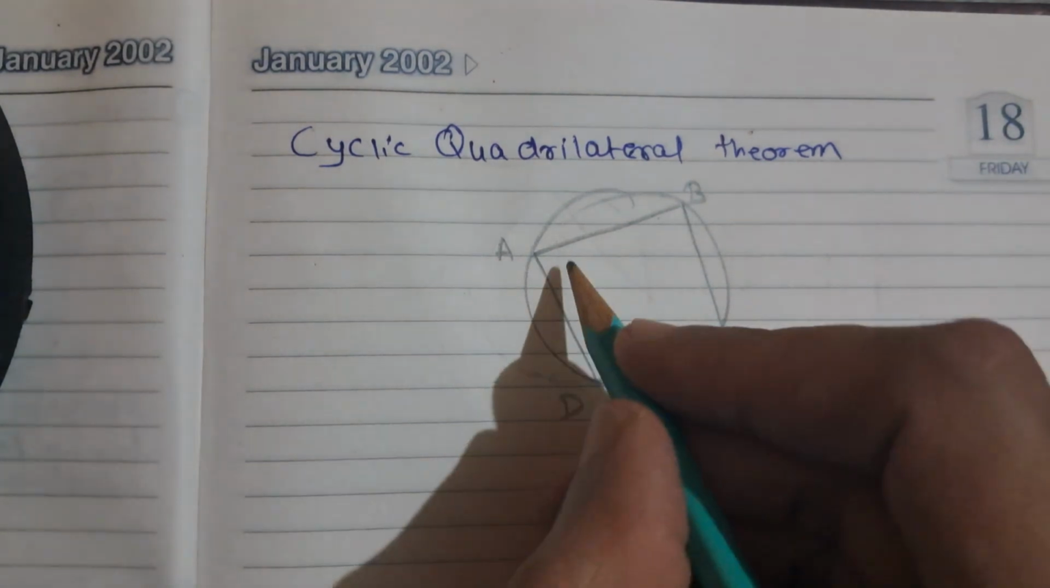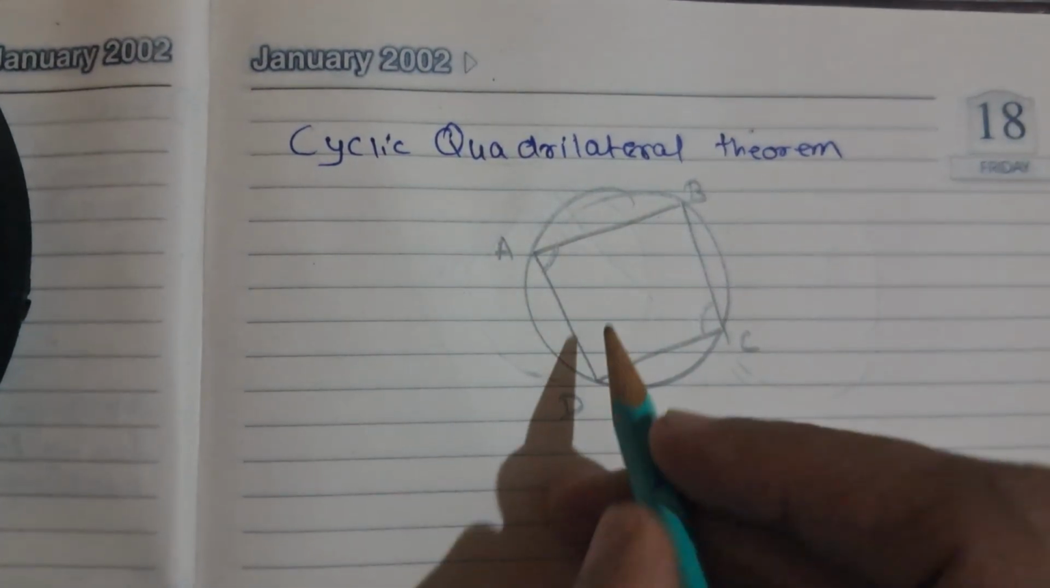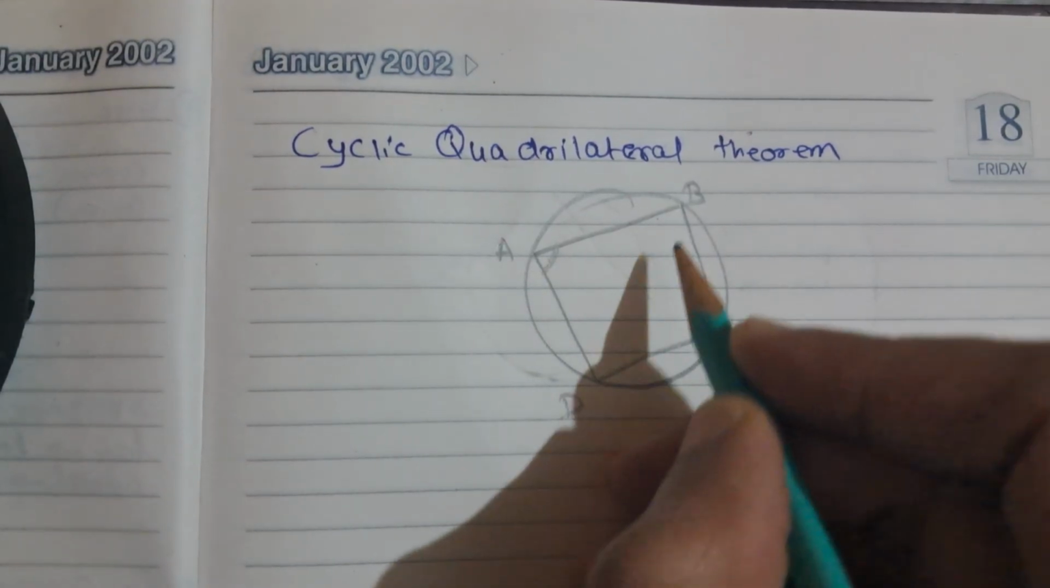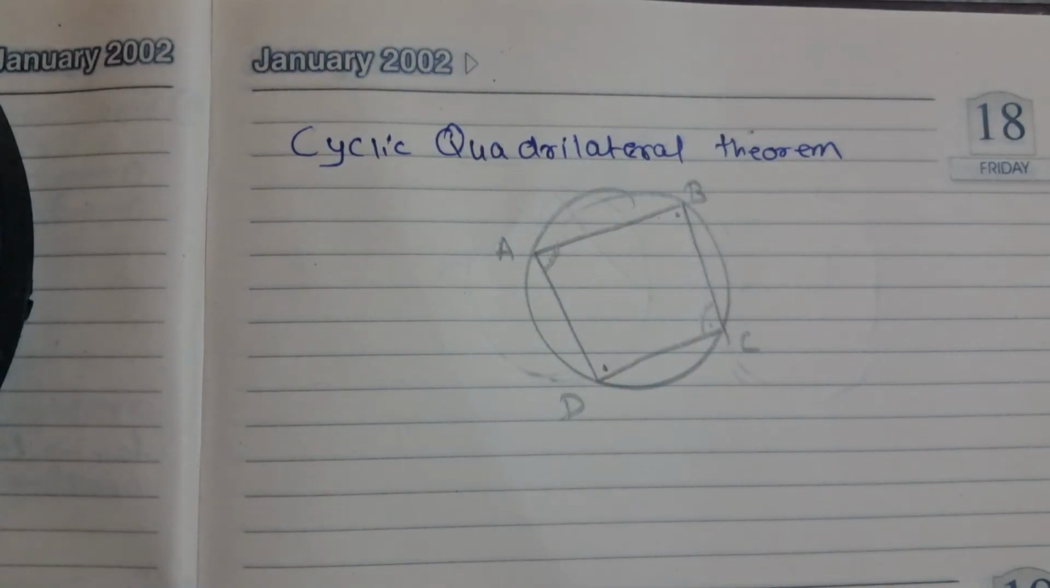I need to show that the sum of opposite angles is supplementary. Sum of opposite angles is supplementary means this angle plus this angle should give me 180 degrees. Similarly, this angle plus this angle should give me 180 degrees. That's what I need to prove. So let's start proving it.